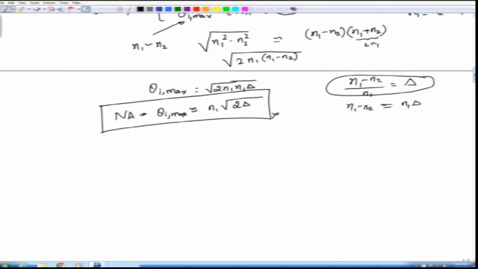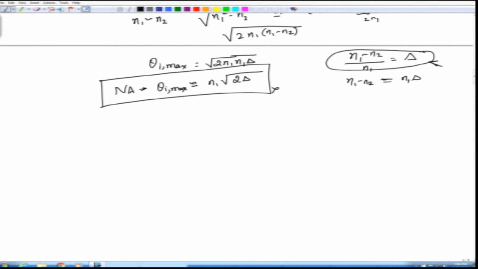And this is just a definition of the index difference, relative to n1. You can define just n1 minus n2 as delta, and then you will get a slightly different result here. So, you will get square root of 2 n1 into delta. It all depends on how you define it.